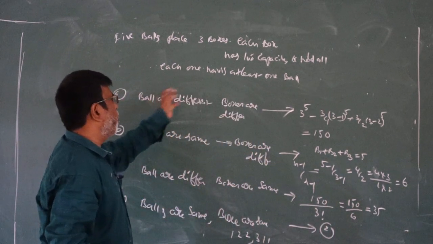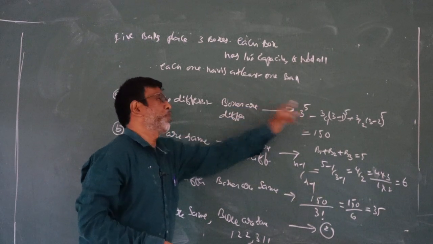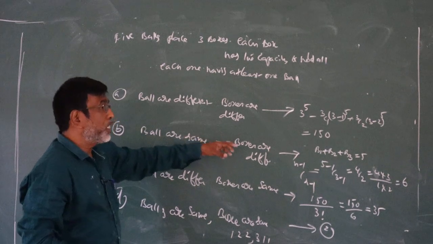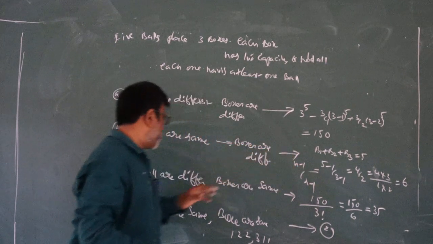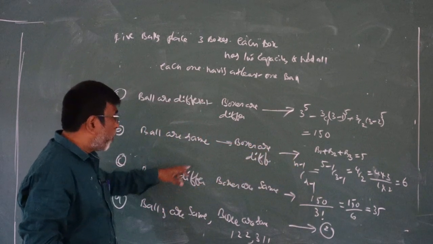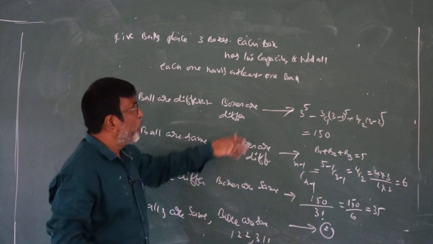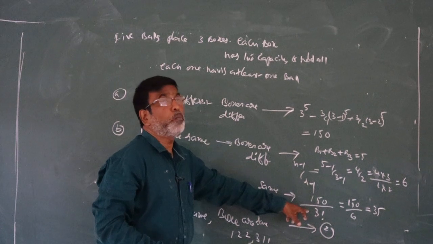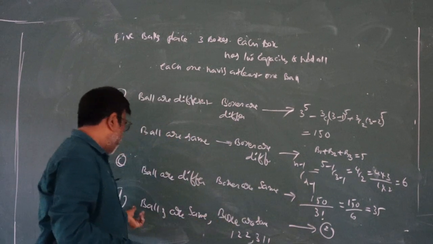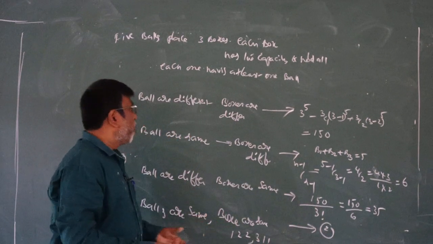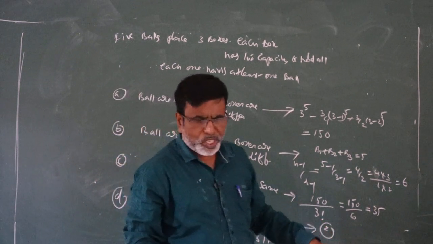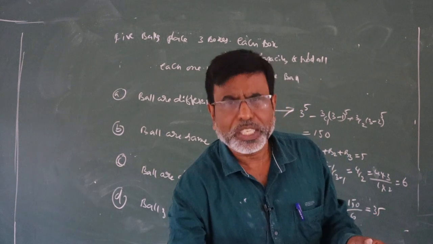So when boxes are different and balls are different, it is the number of onto functions. When all balls are same and boxes are different, it is the number of positive integral solutions. When all balls are different and boxes are same, it is the total number of onto functions by 3 factorial. This is a very important formula. Suppose balls are same and boxes are same, the possibilities are 1, 2, 2 and 3, 1, 1, only 2 ways.